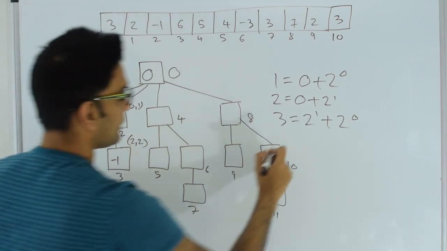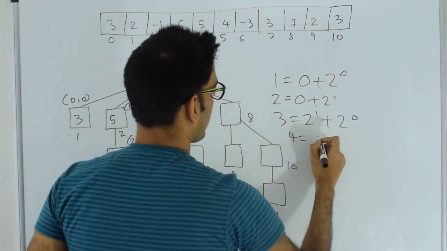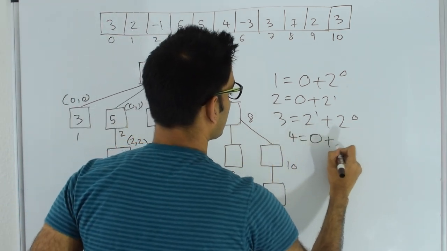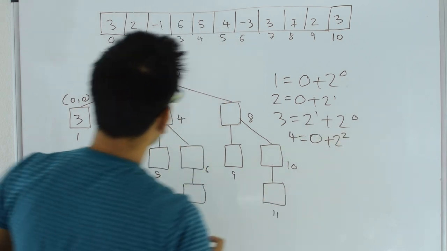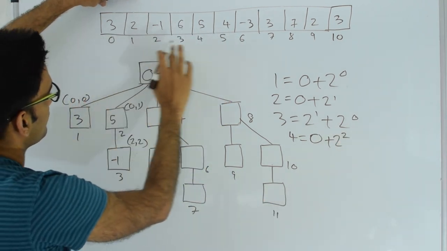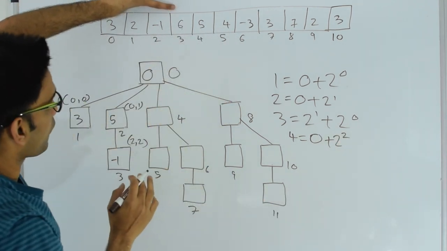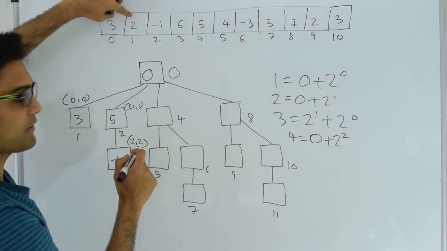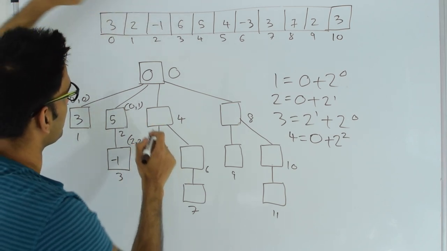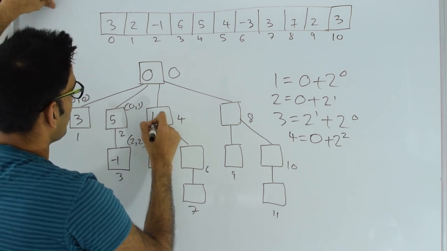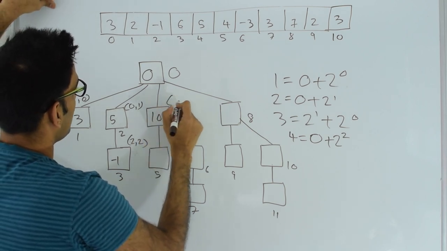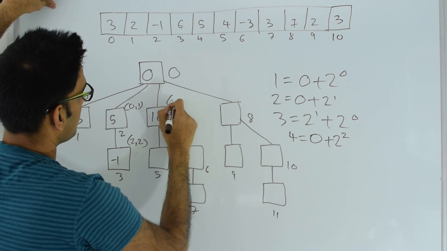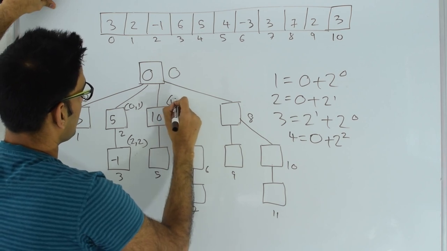4. 4 is 0 plus 2 raised to 2. So starting from 0, the sum of the next 4 elements will be stored at 4. So 3 plus 2 is 5, 5 minus 1 is 4, 4 plus 6 is 10. So 10 is stored at 4, and this is range 0, 3.